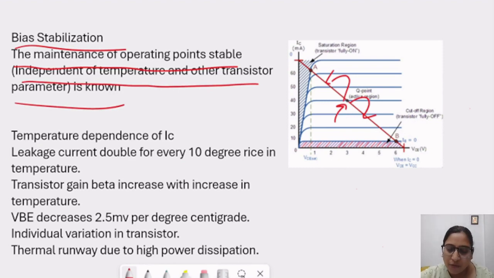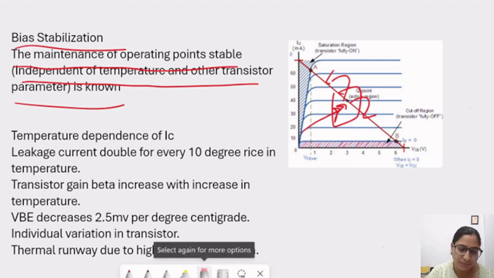It means we have to make this Q point independent of temperature and independent of other transistor parameters so that the stable condition of this Q point we can achieve. So this whole process is considered as bias stabilization of transistor.